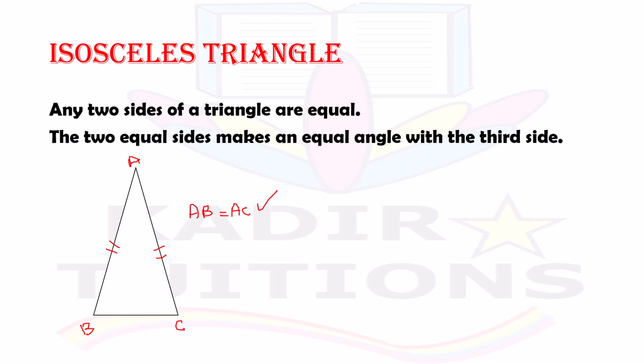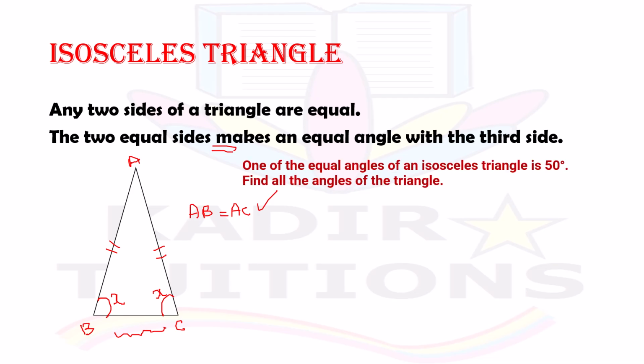And what is the second point? See the two equal sides. What are the two equal sides? AB and AC make an equal angle with the third side. What is our third side? It is BC. So these equal sides make equal angles with the third side. So if this is X, this is also X.